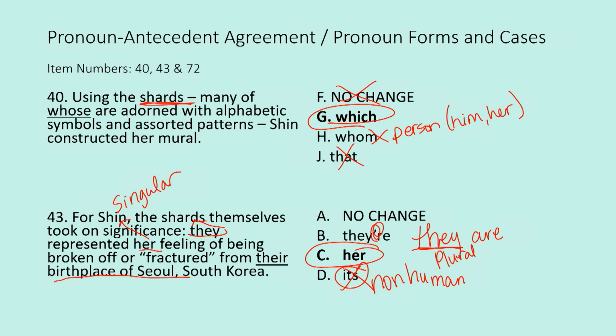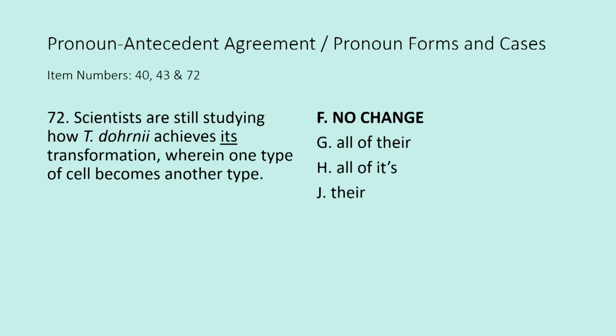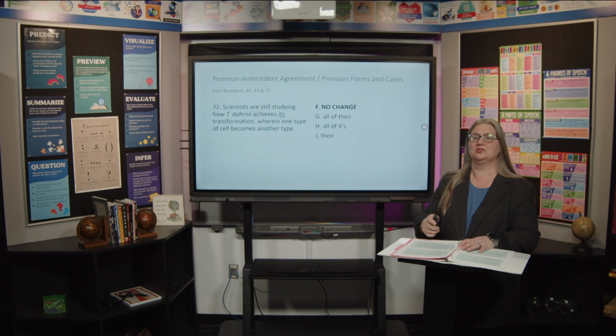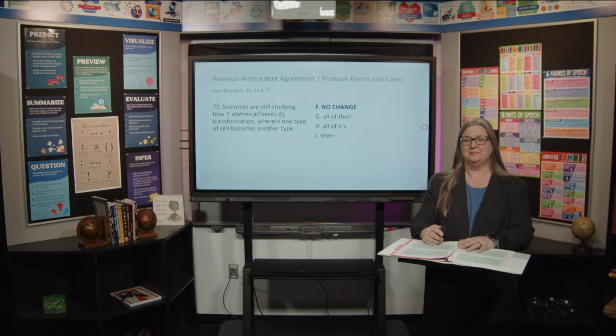All right? I'm going to get to this next one, 72, and I want you to work with a partner, and then I want somebody in your class to report on why the best answer has already been indicated for you.